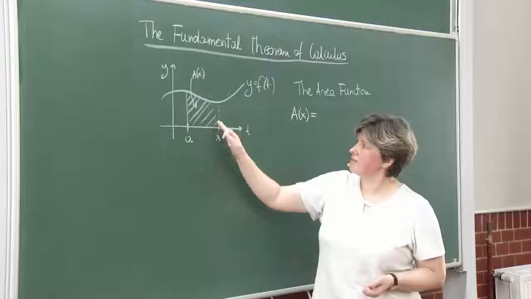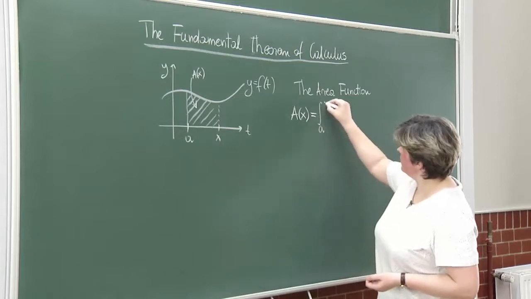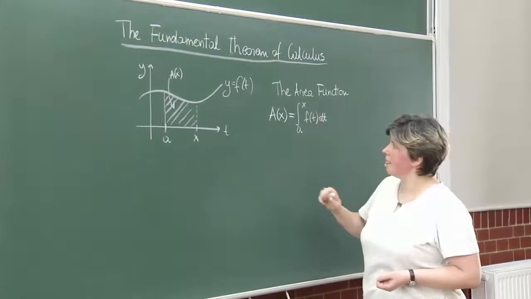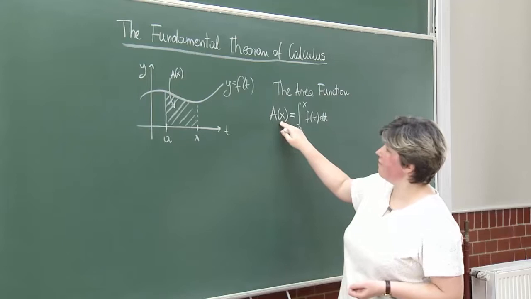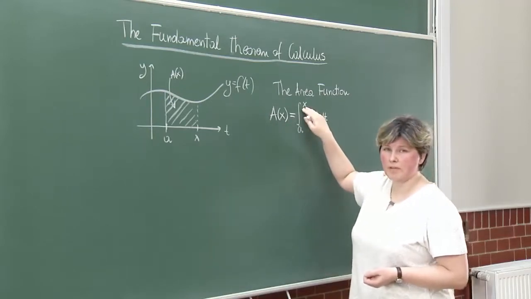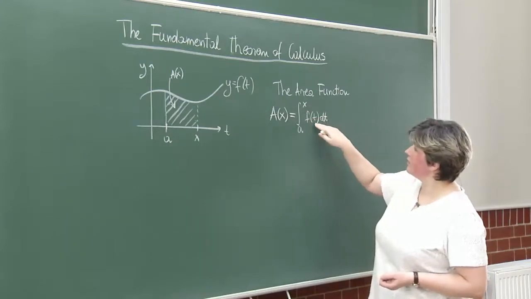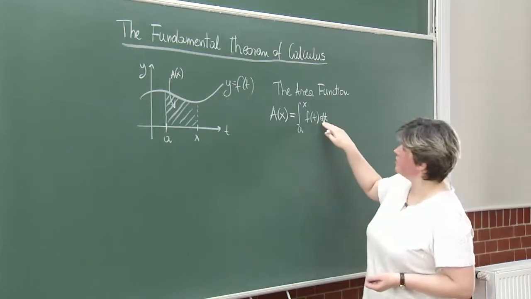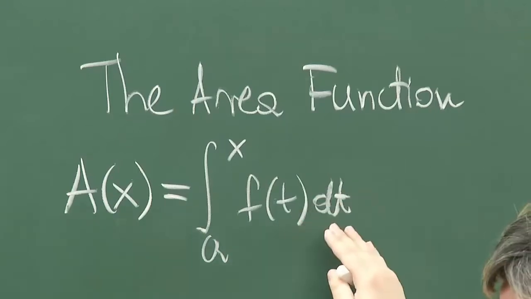Now this area is of course a definite integral in the limits from a to x of our function f of t dt. Now x here is the independent variable of our area function. At the same time, it's the upper limit of integration. So for my variable of integration, I have to use a different letter, a so-called dummy variable. Here I used t. I cannot use x anymore. You can use w or s, whatever your pleasure is.